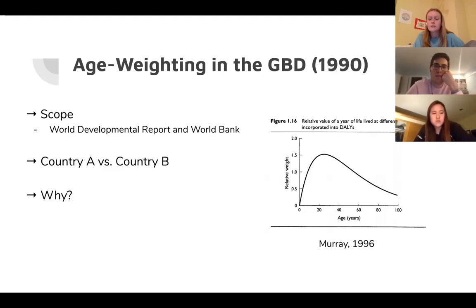What this means is that if country A and B both had 400 unweighted DALYs attributable to their population, but 75% of the DALYs in country A came from 30-year-olds, and 75% of the DALYs in country B came from 70-year-olds, then in the Global Burden of Disease study, country A would appear to have a greater burden of disease than country B. Age weighting like this has also been used by the World Bank and in the World Development Report. Why might we want to do this?